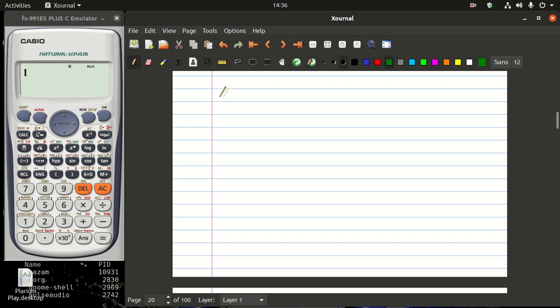The question is how to solve. We have now how to solve the limit as x approaches positive or negative infinity of f of x. How do you solve this particular function?